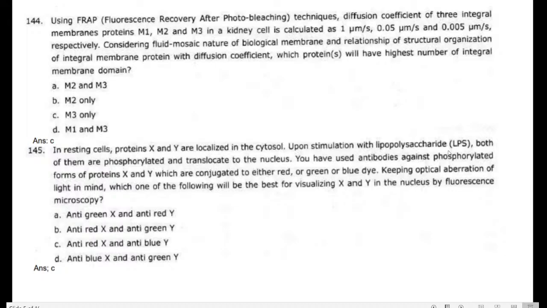Anti-red X and anti-blue Y. Okay, this is anti-red for X, anti-blue for Y. This is the fluorescence microscopical representation. This is the possibility of the entry of the light.